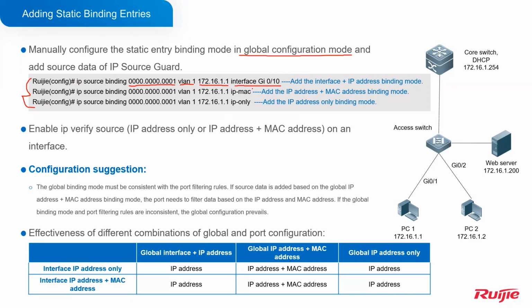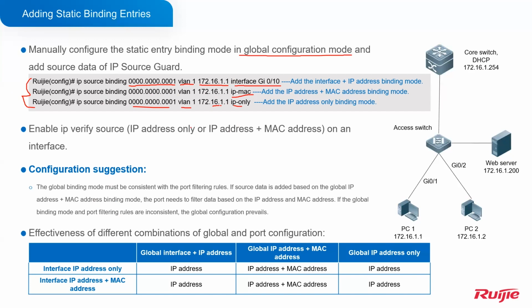So by using this command, we are adding the interface and IP binding mode. Next, ip source binding, MAC address, VLAN, IP, means we are adding the IP address and MAC address binding mode. Next, ip source binding, MAC address, VLAN, IP only. From here, you can know IP only means adding the IP address only binding mode.